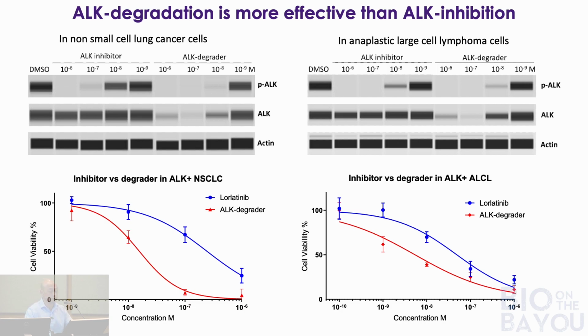The same goes with the ALK-dependent anaplastic large cell lymphoma, where the ALK degrader is more potent than the third generation lorlatinib.